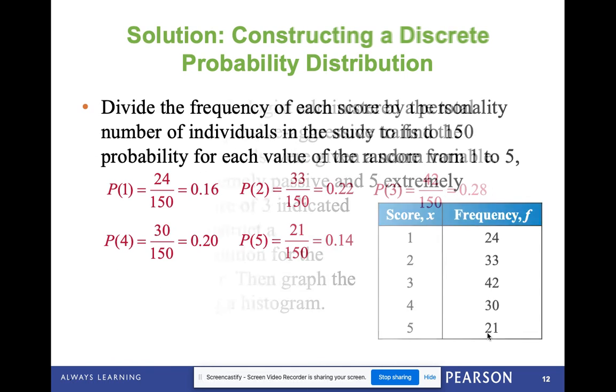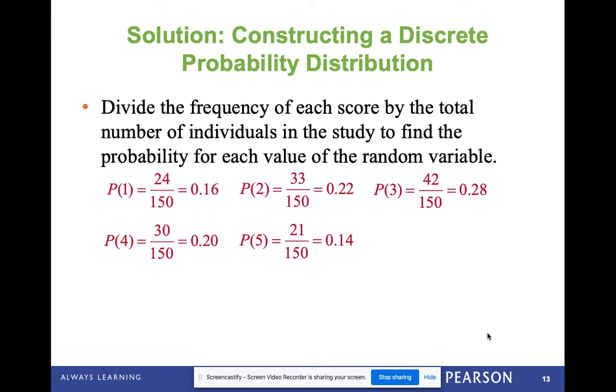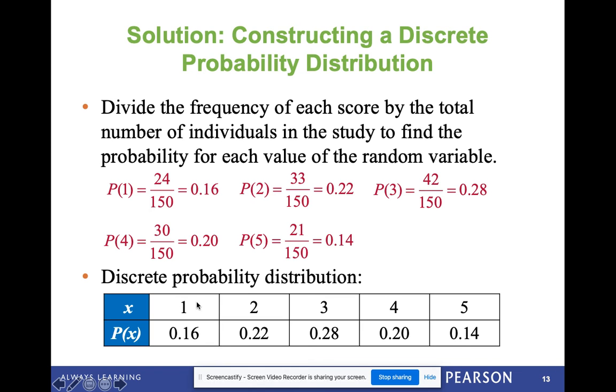So that leads us to this one. Notice these are the probabilities, and then you put them all on a table like this. Notice that this follows the rules because each value of x has a probability between 0 and 1, and the sum of the probabilities when added up equals 1.